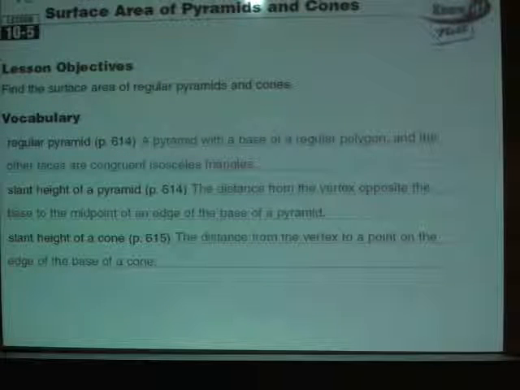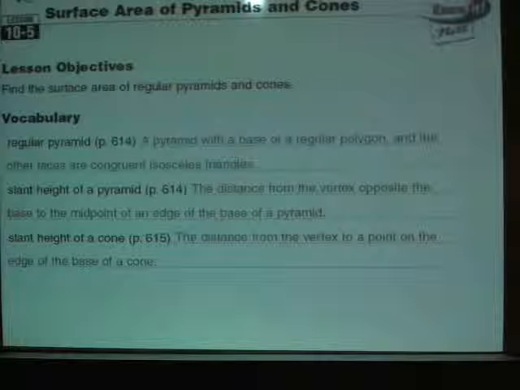with the formulas. A regular pyramid is a pyramid with a base of a regular polygon, and the other faces are congruent isosceles triangles. Now, in case we've forgotten what a regular polygon is, a regular polygon is a shape where all the sides of that shape are congruent and all the angles of that shape are congruent. And usually the first idea we come up with there is a square. A square is the best type of regular shape; it's just most commonly associated with that idea.